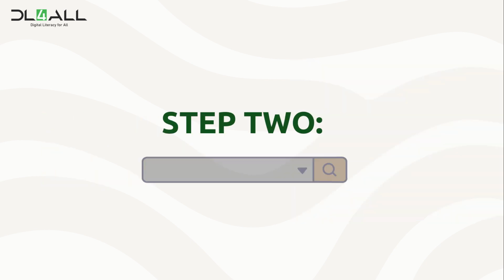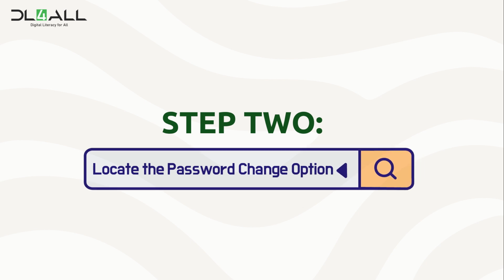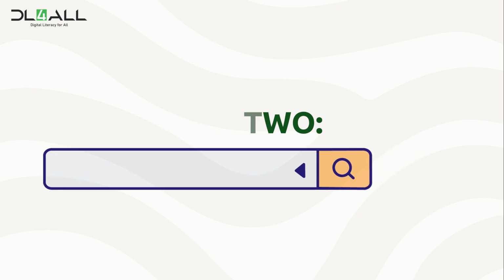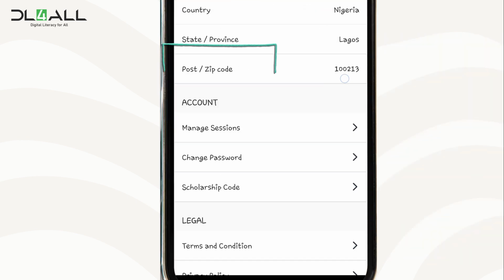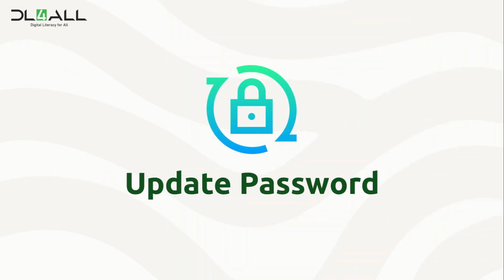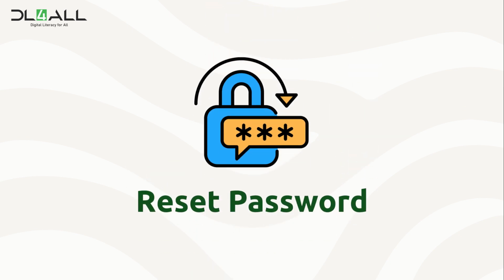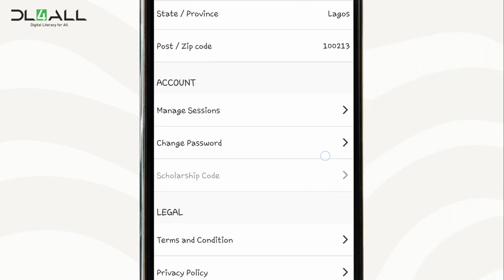Step 2. Locate the password change option. Within the account settings, you should find an option to change or update your password. This might be labeled as change password, update password, reset password, or similar. Click on or select this option to proceed.